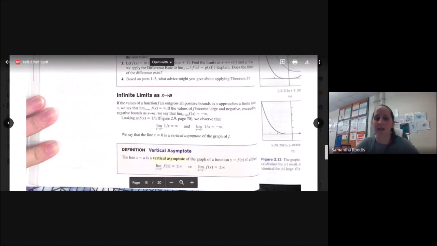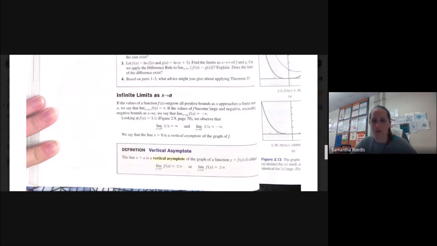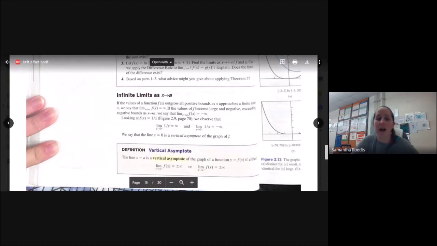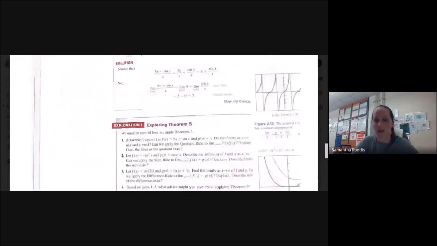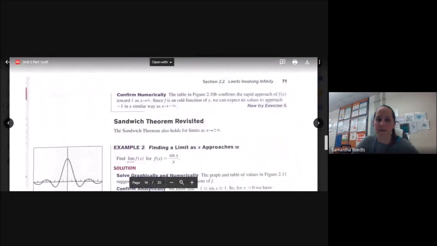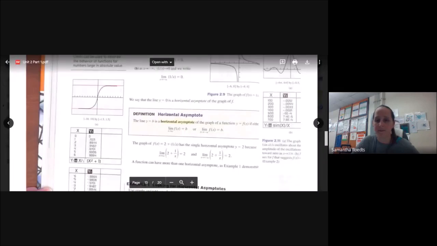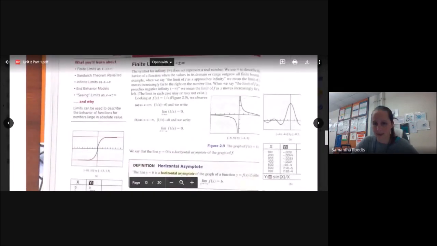Looking at f of x equals 1 over x, page 70, we can see that the limit of 1 over x as x approaches 0 from the right equals infinity, and the limit of 1 over x as x approaches 0 from the left is negative infinity. So there's a vertical asymptote there. If you go back to this limit again, this one up here.